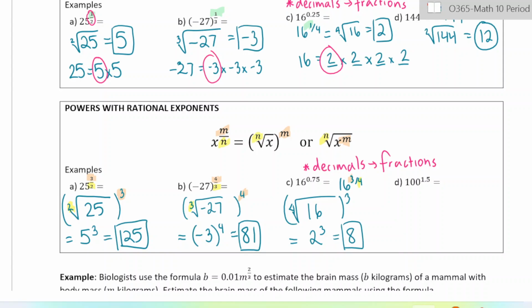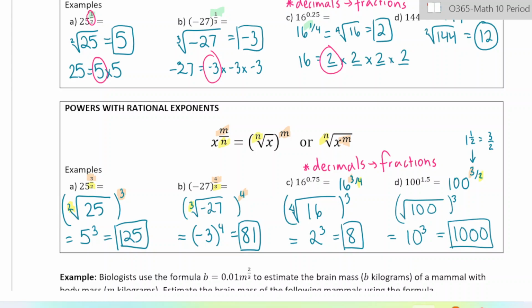Okay, last one, again, decimals to fractions. 1.5 can be converted to 3 over 2. 1.5 equals 3 over 2. It's the same number, so that's our fraction. Roots at the bottom, powers up top. Okay, so it becomes square root of 100 all to the power of 3. So that is 10 to the power of 3, which is 1,000.